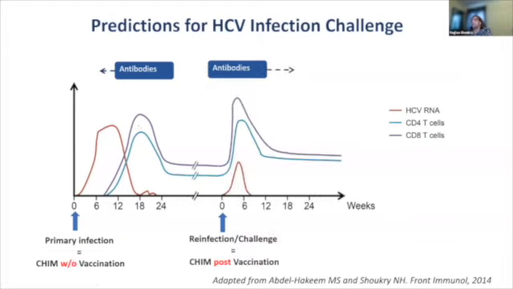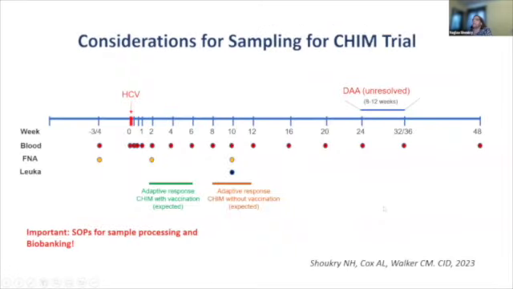In contrast, in somebody who is vaccinated, we expect that this person will already have some memory T cells and antibodies that will act very quickly and will blunt viral replication. This is similar to a situation that we see in reinfection studies. So obviously, the kinetics are not going to be the same in both cases. And this is something that we really need to consider as we look at sampling and when we should examine the immune response. So definitely for CHIM with vaccination, we expect to see immune responses early on.